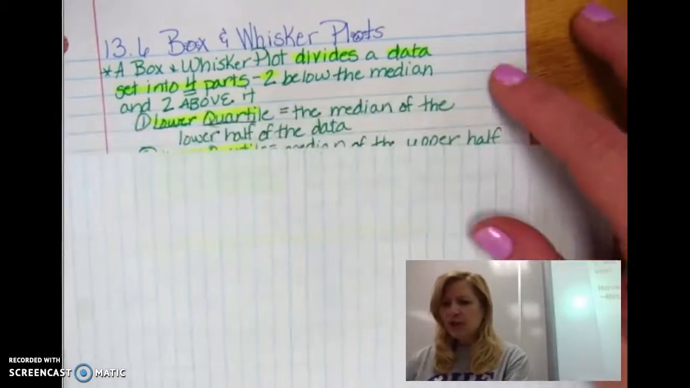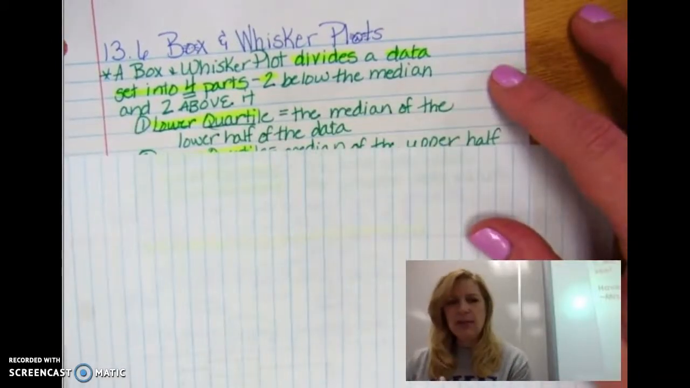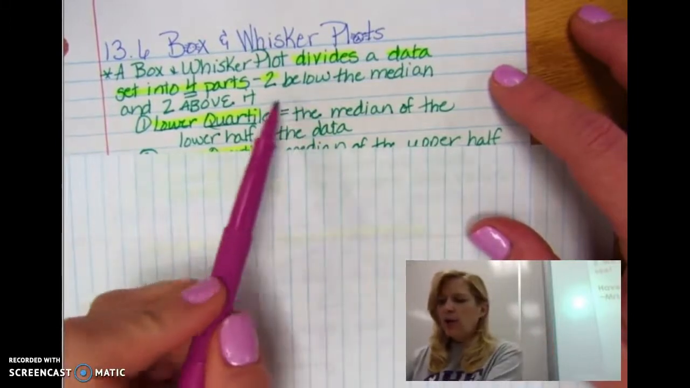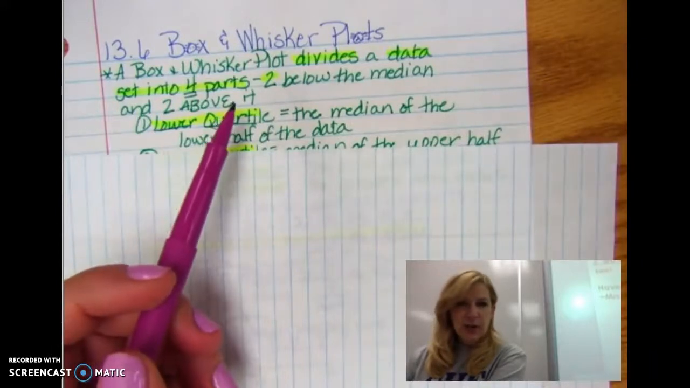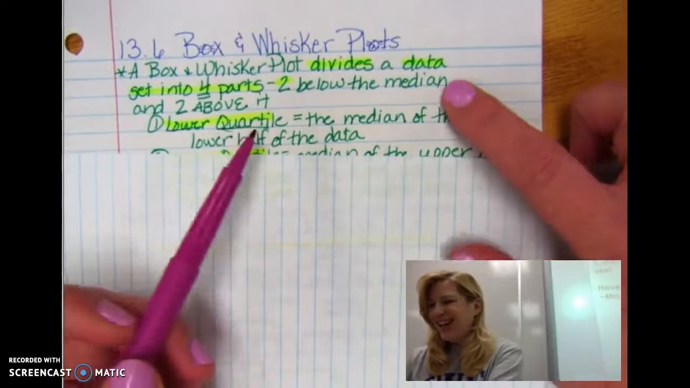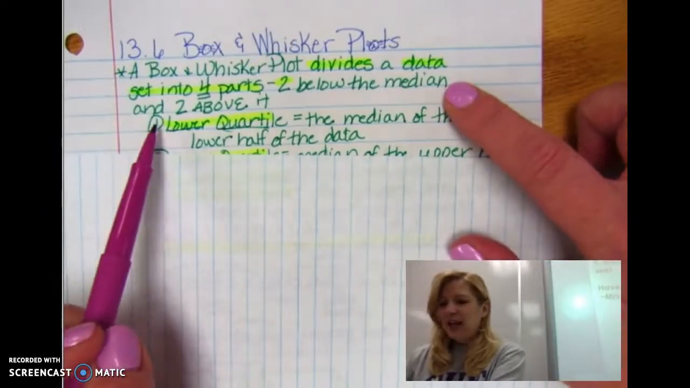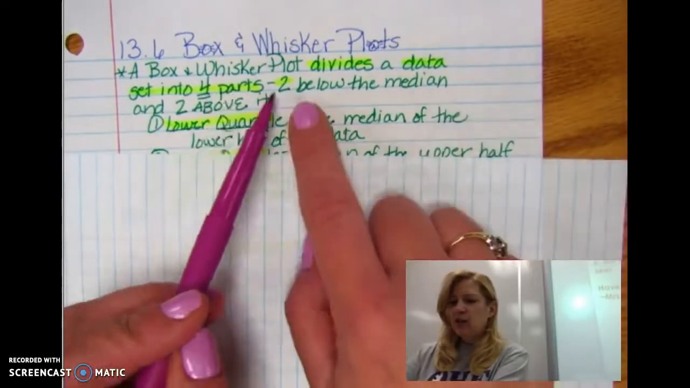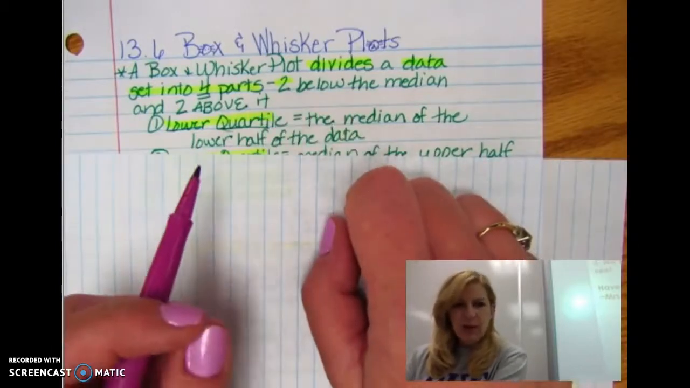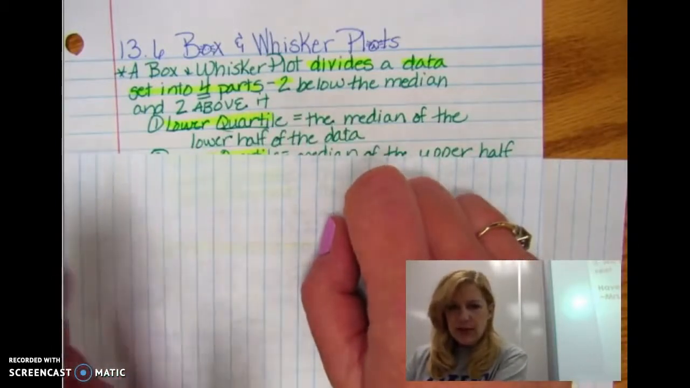So a box and whisker plot, what is the purpose of it? Well, it divides data into four distinct parts. So what we do is we find the median of the data, which you all know how to do with your eyes shut almost. The median divides it into two parts below the median and two parts above it. Now, some of the words sound really complicated, but listen to what they are.